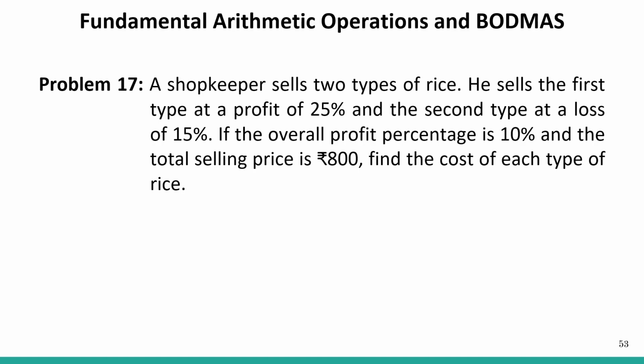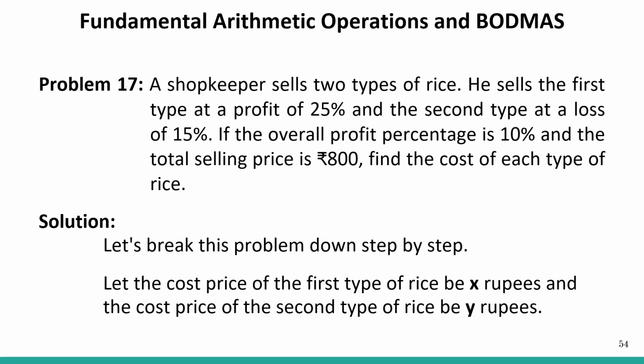A shopkeeper sells two types of rice. He sells the first type at a profit of 25% and the second type at a loss of 15%. If the overall profit percentage is 10%, then the total selling price is 800. Find the cost of each type of rice. So let's break the problem. Let the cost price of the first type of rice be x and the second type be y.